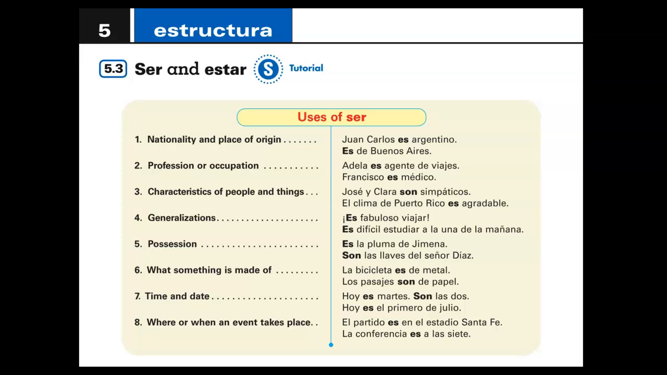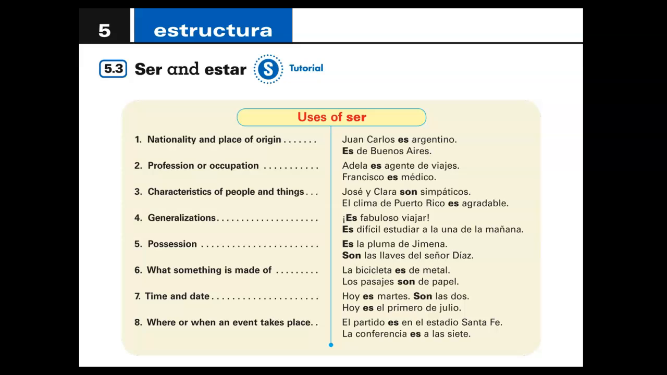We use ser to talk about nationalities and where we're from. So if you look at the example, Juan Carlos es argentino, es de Buenos Aires. Again, it's talking about what type of nationality he is and where he's from. We also use ser to talk about occupation and professions. So, for example, Adela es agente de viajes, Francisco es médico.